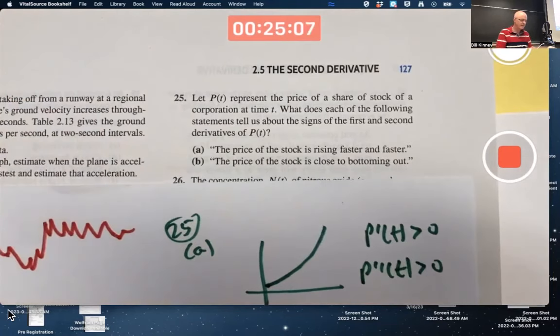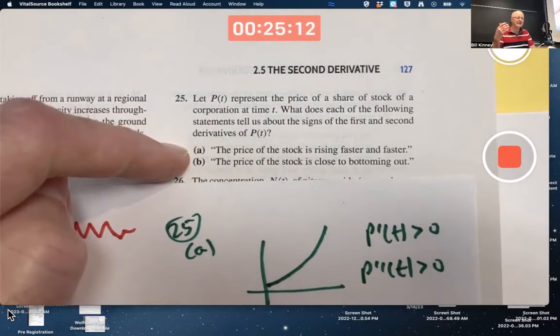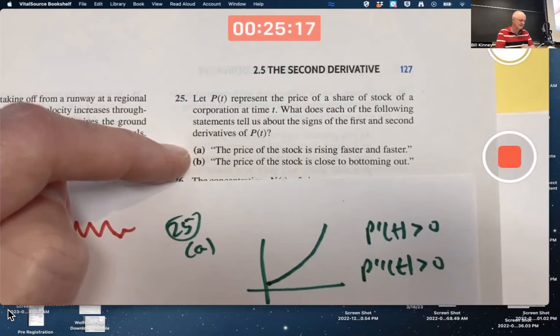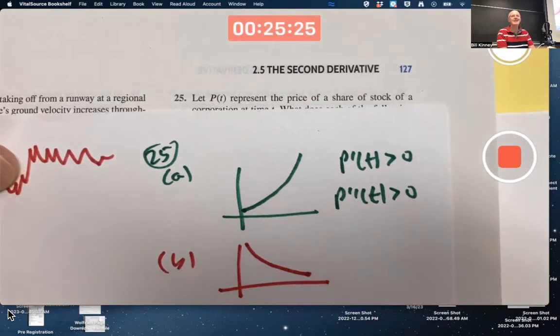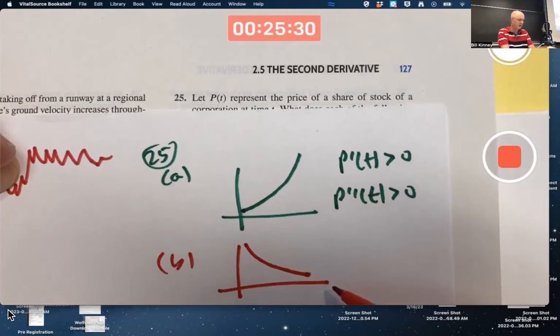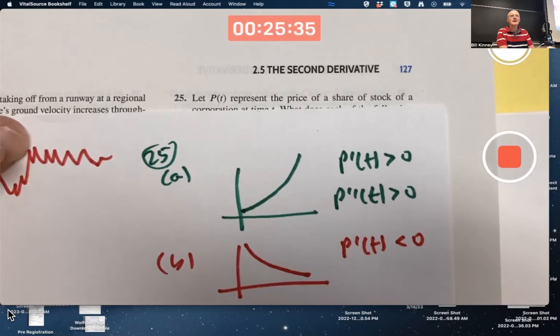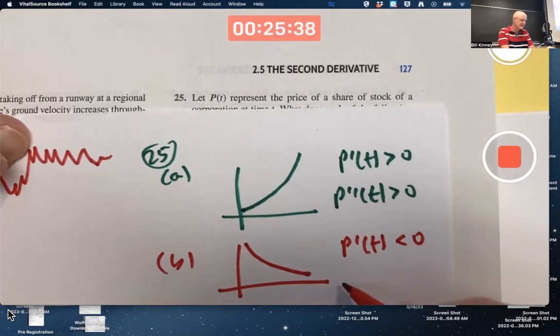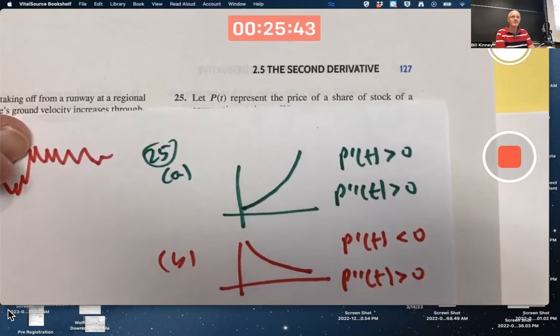In B, the price of a stock is close to bottoming out. It's doing bad, but it's not getting as bad, maybe. Bottoming out, it can't go below zero. It's decreasing, but concave up. It's close to bottoming out. It can only bottom out at zero. So the first derivative is negative because the slope is negative, the graph is decreasing. The second derivative, however, is positive. The graph is concave up.